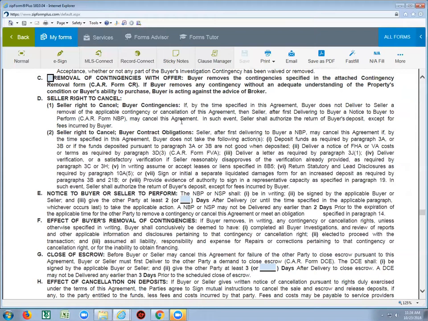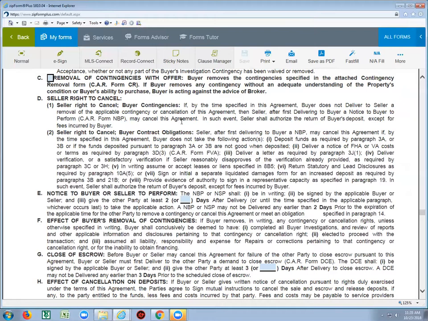Number 2, the seller has a right to cancel the buyer's contract if the deposit funds are required. And number 2, deliver a notice, an FHA or VA cost and term addendum, as required by paragraph 3D3, C.A.R. Form FVA. Those we usually submit with the purchase agreement already.